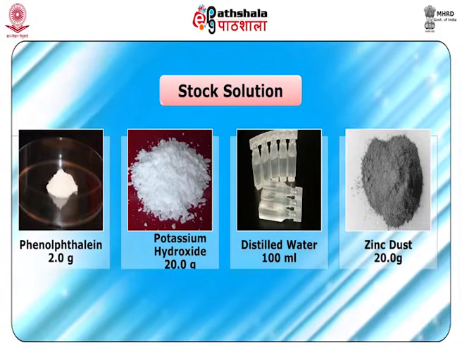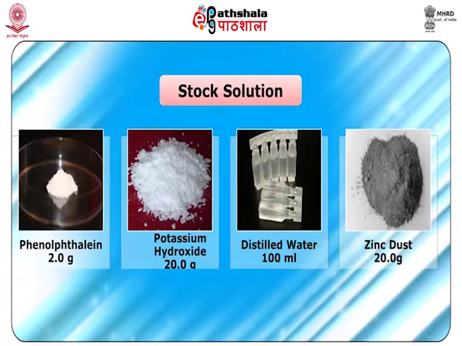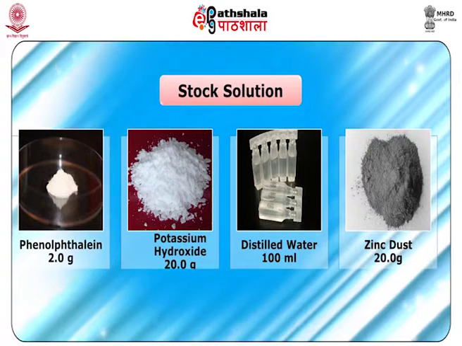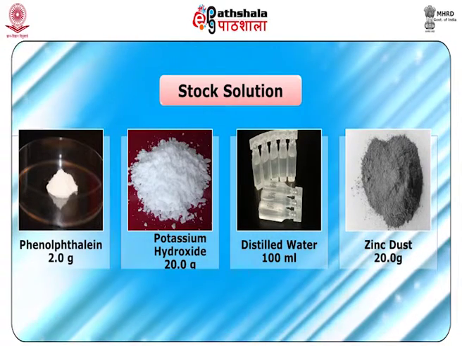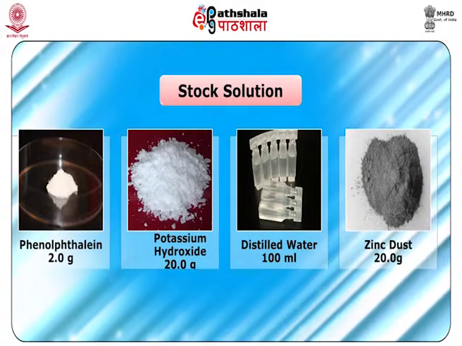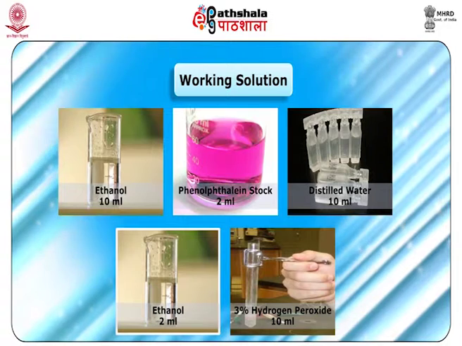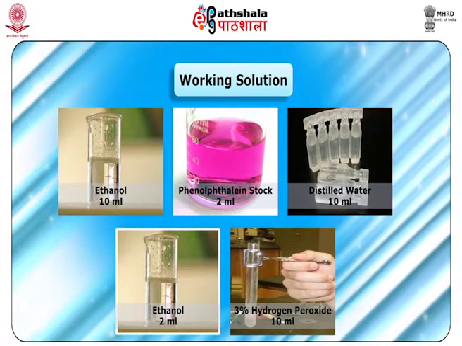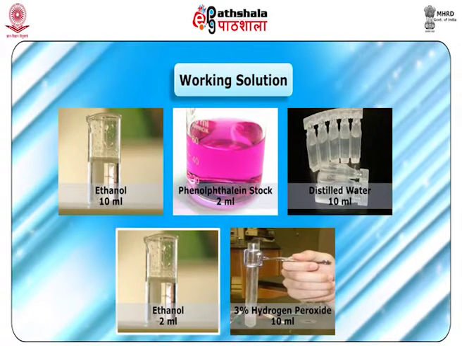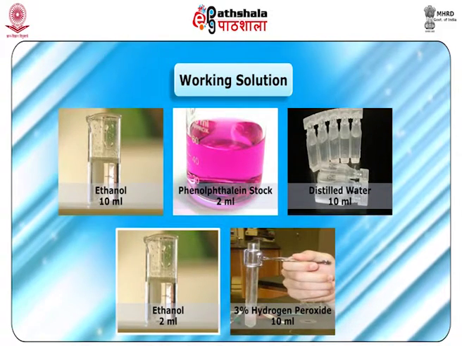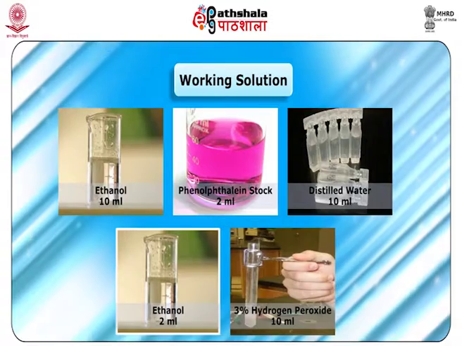For the reagents, first we have to make the stock solution, in which we take 2 gram phenolphthalein, 20 gram potassium hydroxide, 100 ml distilled water, and 20 gram zinc dust. Next we make the working solution: ethanol 10 ml, phenolphthalein stock 2 ml, distilled water 10 ml, ethanol 2 ml and hydrogen peroxide 10 ml.